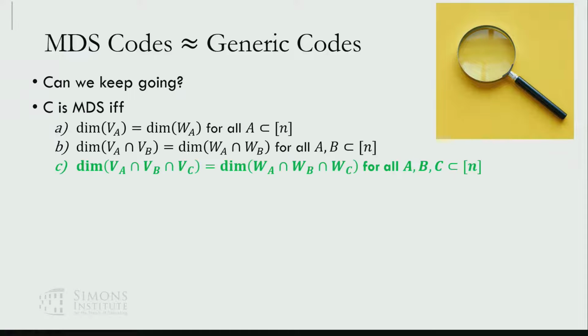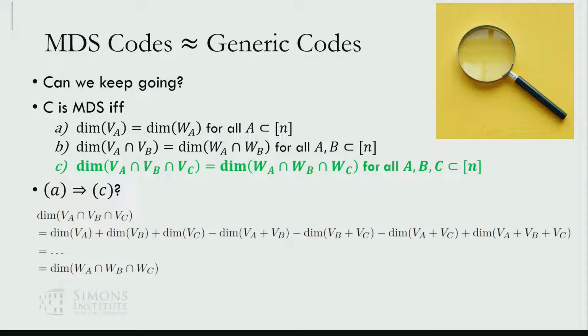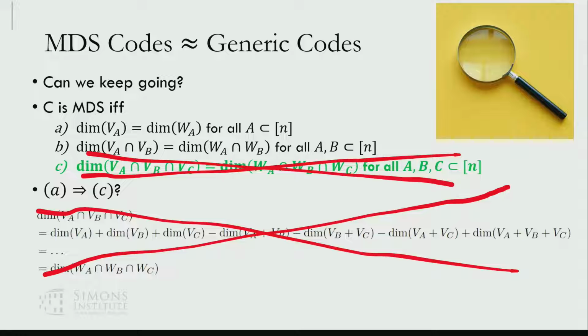Yes, exactly. So can we keep going? Can I get three-wise intersections and say that they also behave generically? I can try to do the same thing, which is to write the intersection dimension using inclusion exclusion, then combine the terms, replace V's with W's and get this. Do you see a problem with that? Yes, it doesn't work. The inclusion exclusion is wrong. It doesn't work for subspaces. It only works for sets. So this breaks down at three sets. It works for two sets, but doesn't work for three spaces.